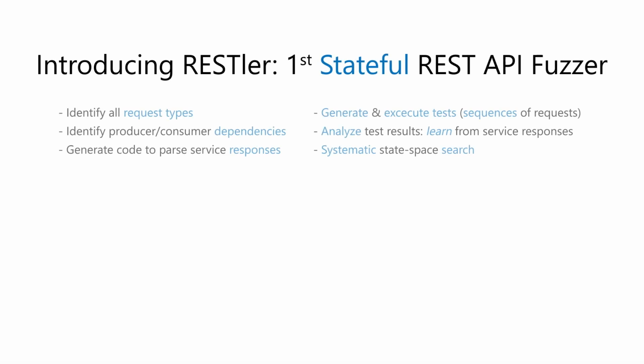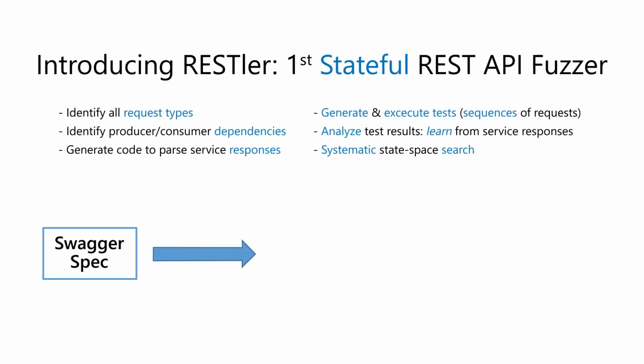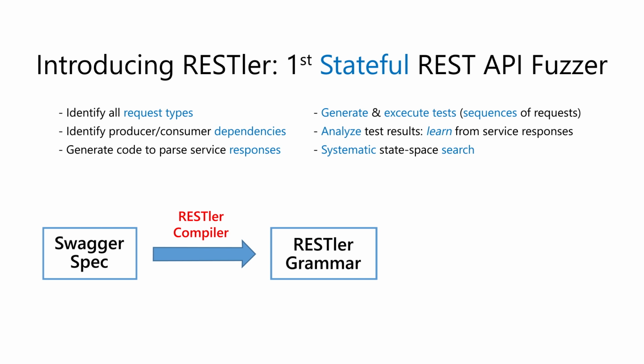RESTler has two main components, a compiler and an engine. The compiler analyzes a Swagger specification and generates a fuzzing grammar, which contains information about all of the schemas of the requests and their responses, as well as producer-consumer dependencies. Producer-consumer dependencies are a unique feature of RESTler that allow it to more deeply cover services out of the box automatically. What are producer-consumer dependencies?